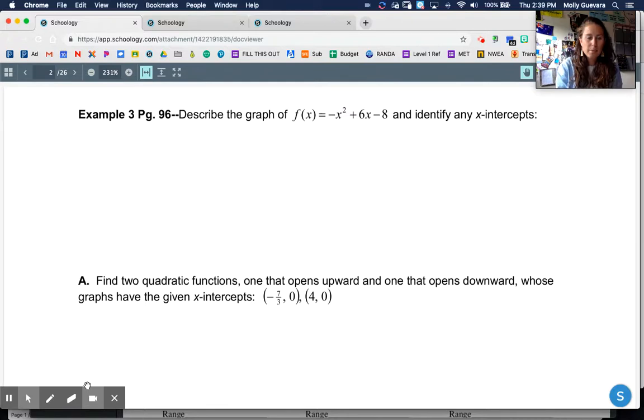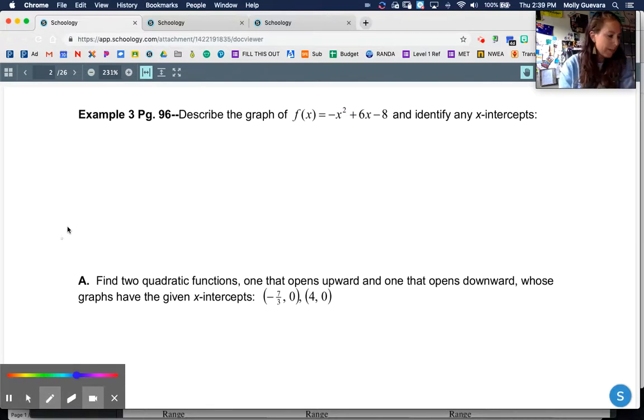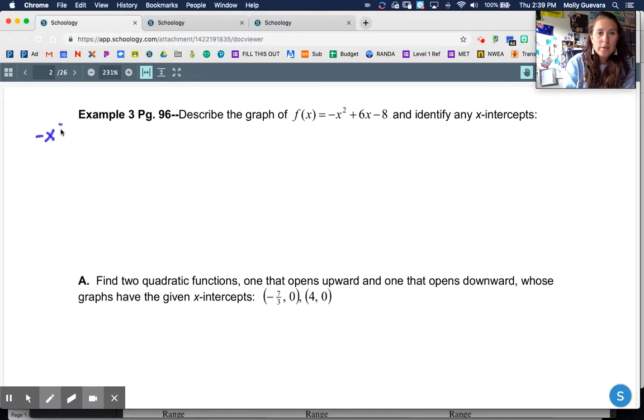And that's going to be example 3 here. Okay, so example 3, describe the graph and identify any x-intercepts. So now I have to do both, okay? And that's okay. So I'm going to take my original function, negative x squared plus 6x minus 8 equals 0. So that's my first step, set it equal to 0.